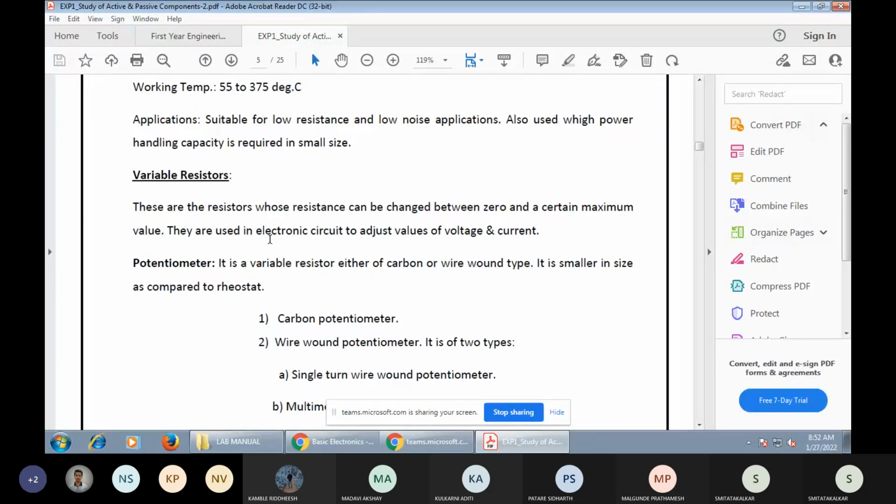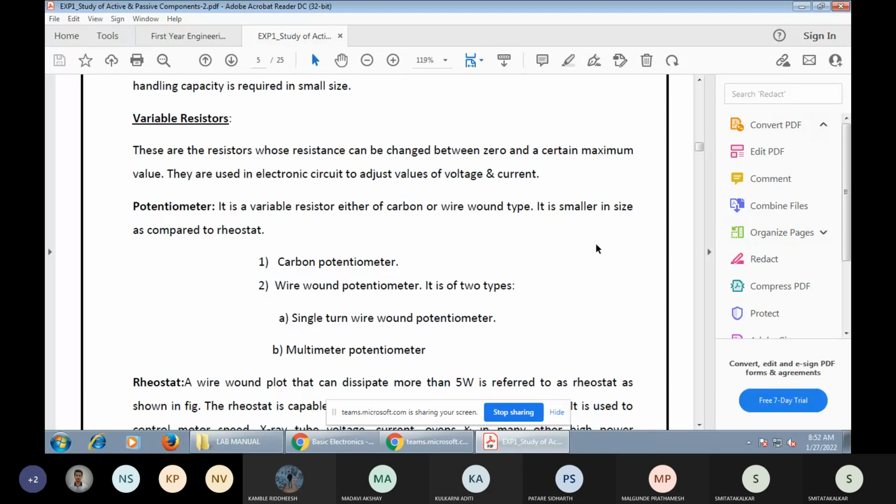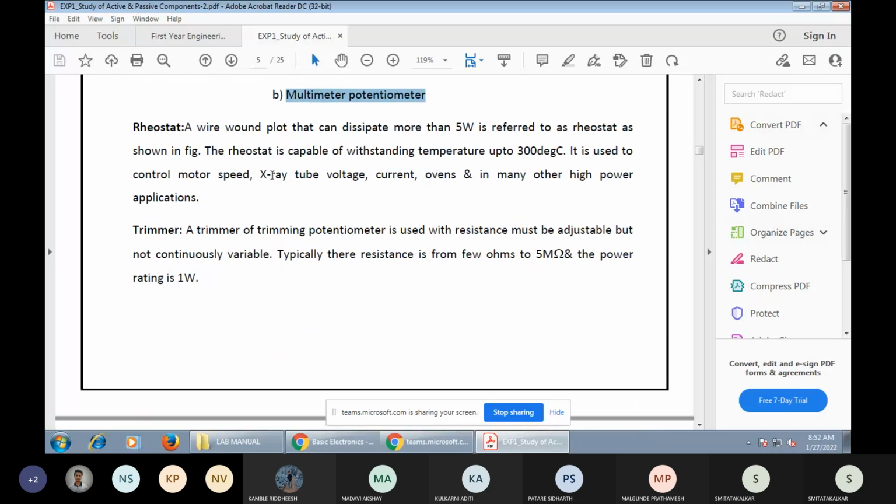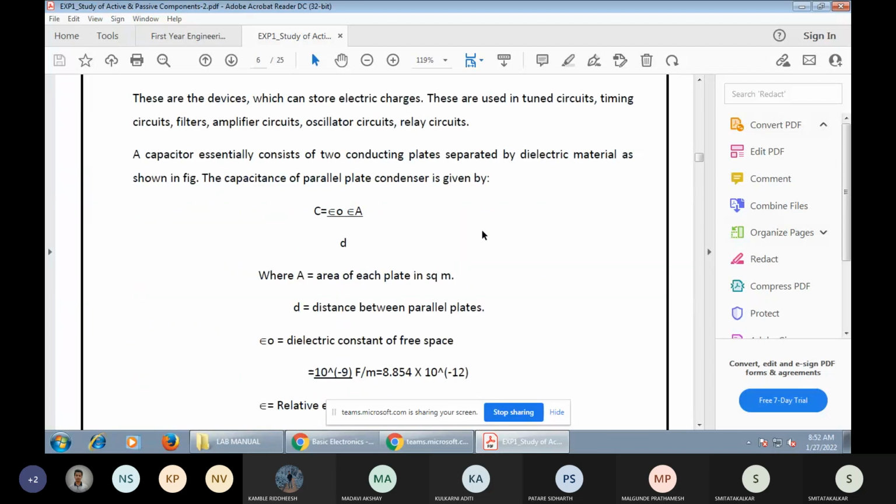Then the last one, variable resistor. These are the variable resistor, carbon potentiometer, wire wound potentiometer, single-turn wire wound potentiometer, and multi-turn potentiometer. We can use them for X-ray tube voltage, current, and high power applications. Next, capacitor.